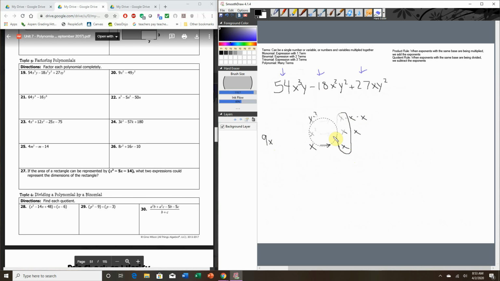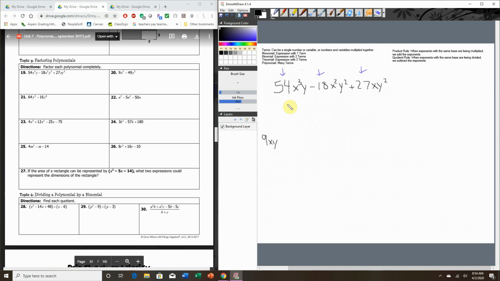And then our last one, we're going to check for our y. So this one has just a y by itself, a y squared, and another y squared. So we're going to write these out in expanded form. So we have y times y, and y times y. Now again we can explicitly see that they all have at least one y in common. So we're going to pull out a y. So now we have to pull out a 9xy. So our greatest common factor is 9xy.